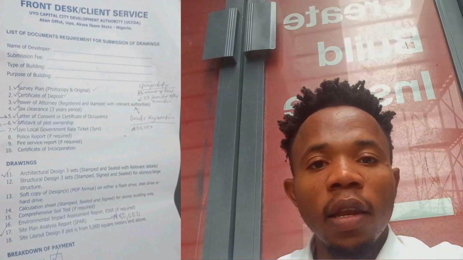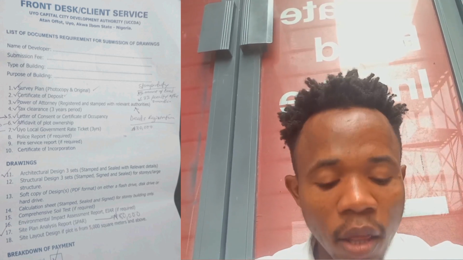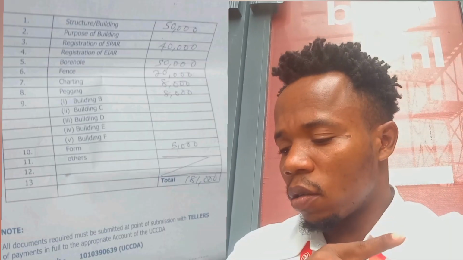Then you also need to provide the Uyo Capital City with your architectural design, three sets of architectural design, stamped and sealed by a licensed architect. This is just the requirement for the documentation to get your permit, but this has nothing to do with the charge or the fee which the Uyo Capital City will get from you. So if we want to get into the charge or the fee, let's go to that. I'm also previewing it on the screen.